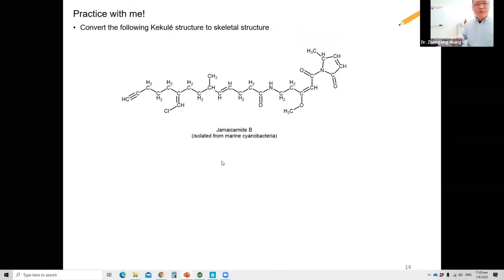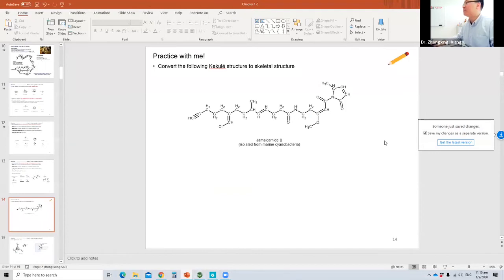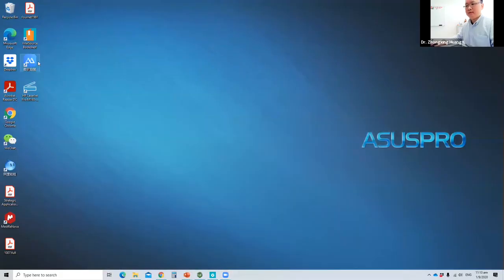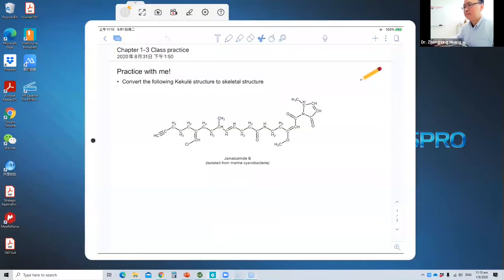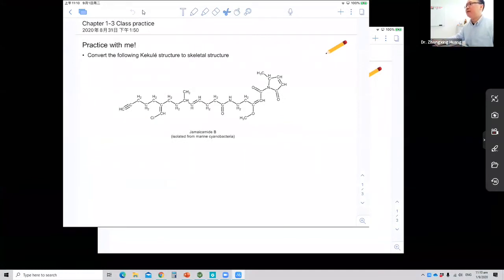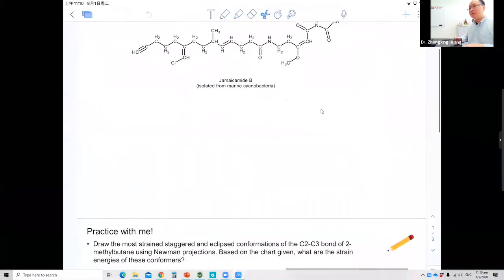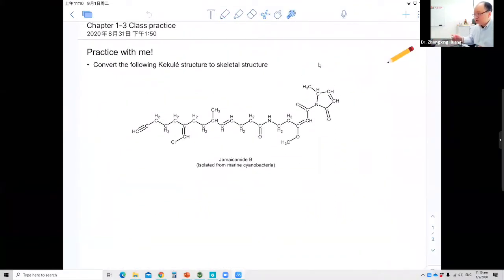Maybe some of you already know how to draw these structures, but to help you practice, you can take out a pen and draw with me to simplify these structures into skeletal structures. I'm going to open this. You can see this screen right now, right? Because if I use this screen, I can better show you how I draw structures. Does everybody have a pen? Just start drawing with me.